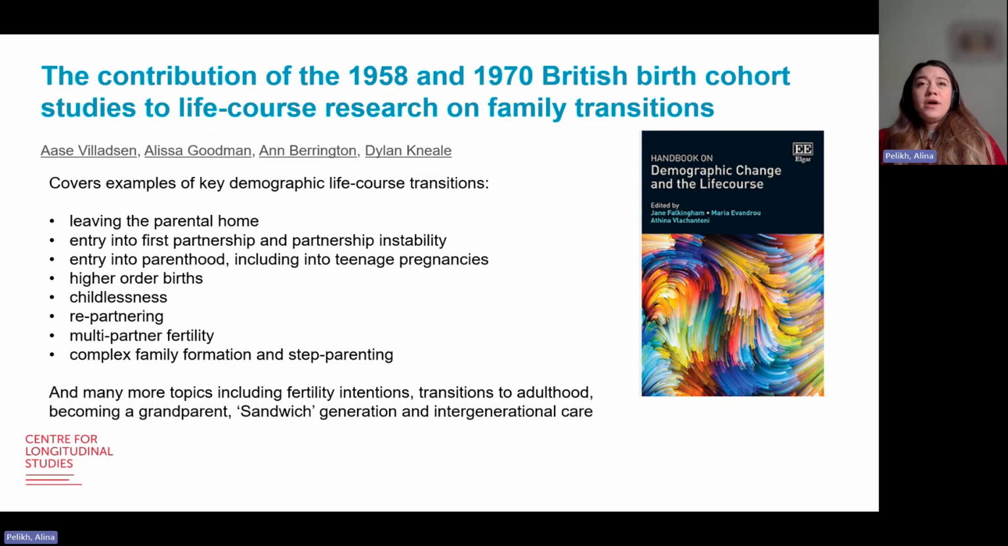And it covers the widest range of possible examples of how the data has been used to study various life course transitions, such as partnership formation, dissolution, repartnering, and transition to first parenthood, second parenthood, multi-partner fertility, and those are happening at the earlier stages of the life course, but there's also, as the cohorts gradually age, obviously more room for research on becoming a grandparent and sandwich generation and intergenerational care.